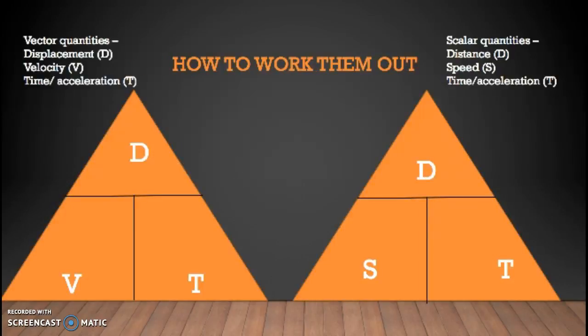How to work it out. If you're working out a vector quantity, you've got displacement at the top, velocity times time. So if I was looking for the displacement, I would do velocity times time. If I was looking for the time, I would do displacement divided by velocity, and so on. And for scalar quantities, it's distance equals speed times time. Again, if I want to work out the time, I do distance divided by speed, and so on and so forth.